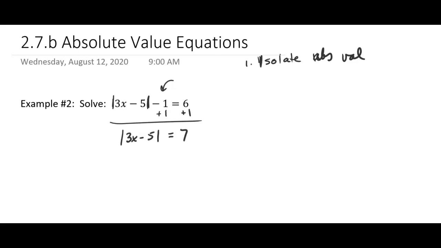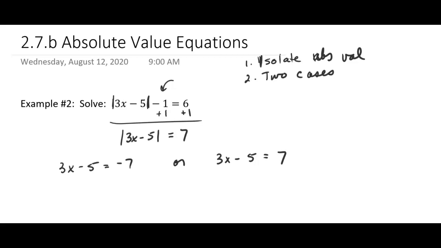Now, once you have the absolute value isolated, you can make your two cases. You have a positive case and a negative case. Either 3x minus 5 equals negative 7, or 3x minus 5 equals the positive 7.